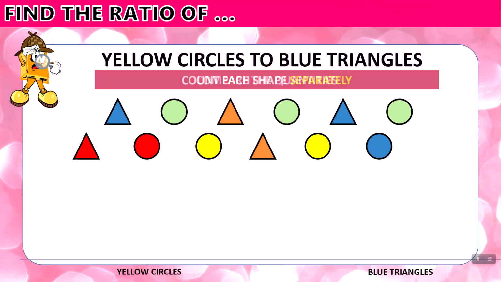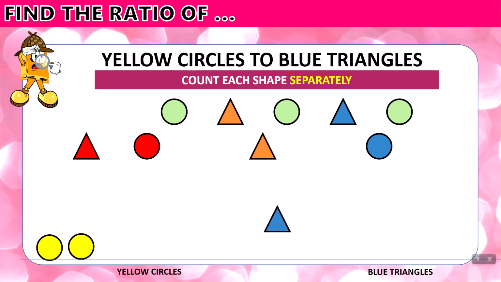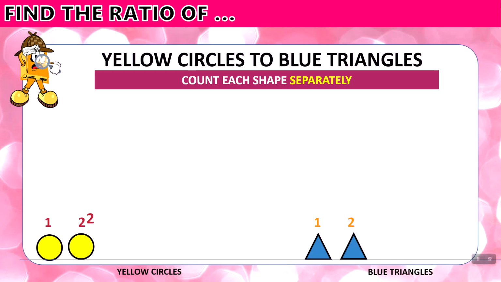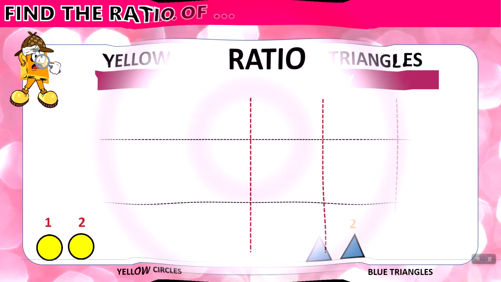We compare them by counting each shape separately. Let's put the yellow circles on the left and the blue triangles on the right, and we're done. And now we count them, 1, 2, 1, 2, and we write them as a ratio. We have 2 yellow circles and 2 blue triangles. The ratio is 2 to 2. Written with a colon, 2 to 2, or as a fraction, 2 over 2.